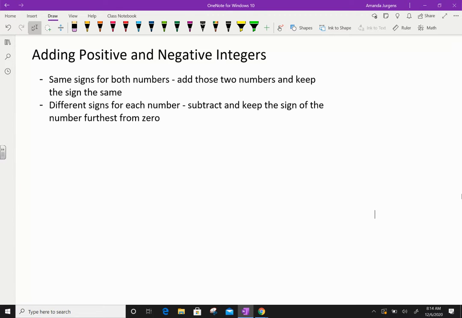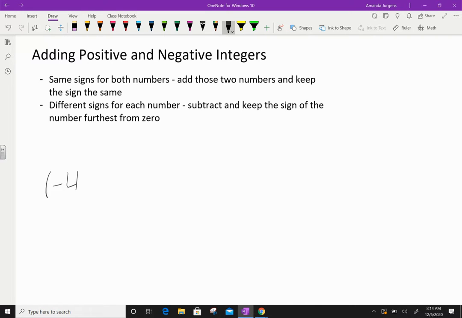So if you have one positive and one negative, or one negative and one positive, it does not matter what order they are in. You have to subtract, okay? And then think about which one's furthest from zero. That's going to be the sign that's part of your answer. So let's do a couple examples together.